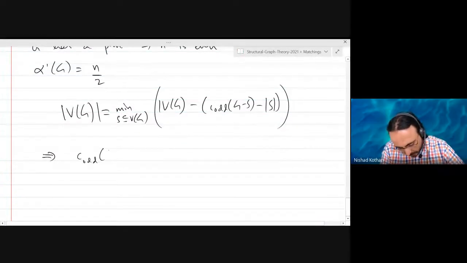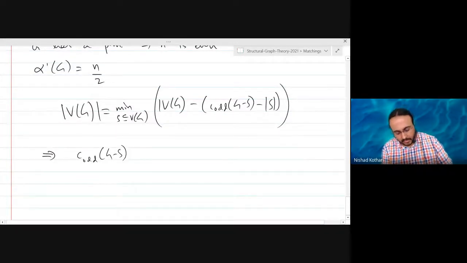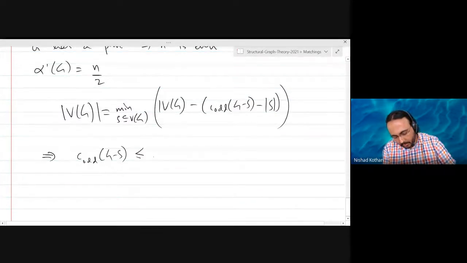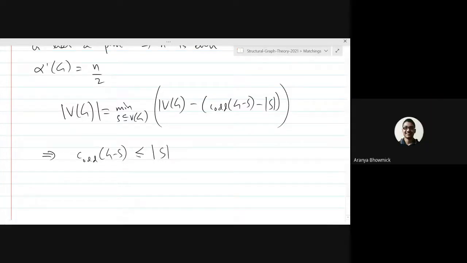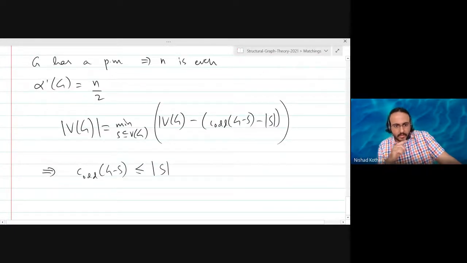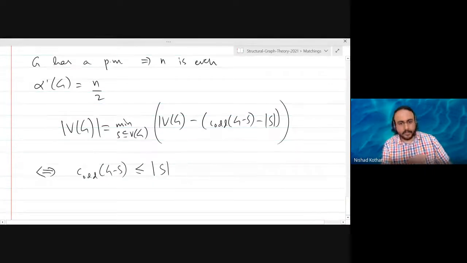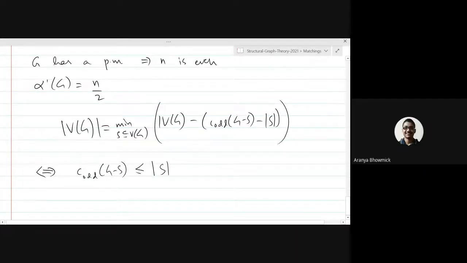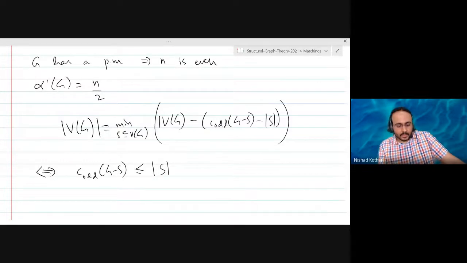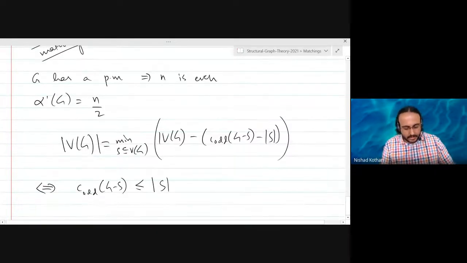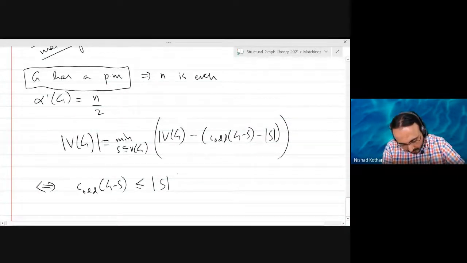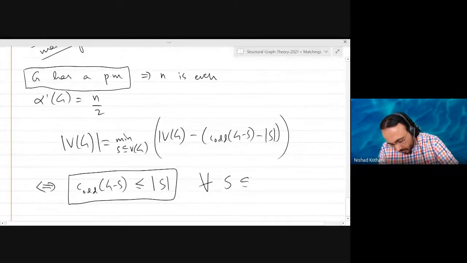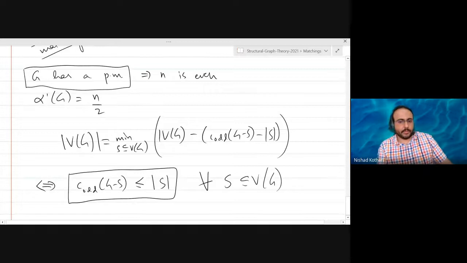If you work that out further, it basically tells you that the number of odd components will always be less than or equal to the size of the set. I think this is one direction of Tutte's theorem, but Tutte proved the more difficult version. But you can go both ways, so in fact this is if and only if. So G has a perfect matching if and only if this inequality holds for every set. So we have just proved Tutte's theorem.